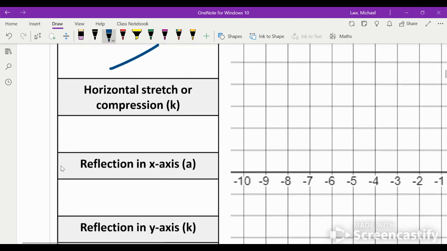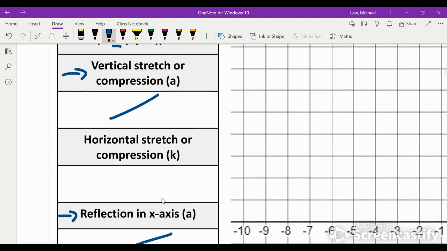And since the a value is also related to whether or not there's a reflection in the x-axis, that also means there is no reflection in the x-axis.